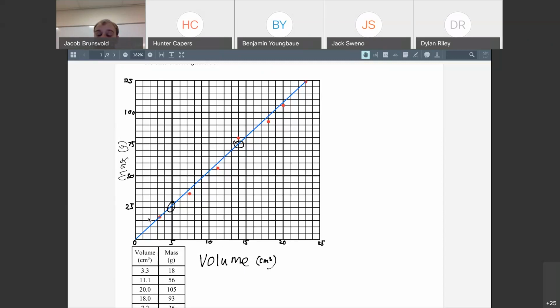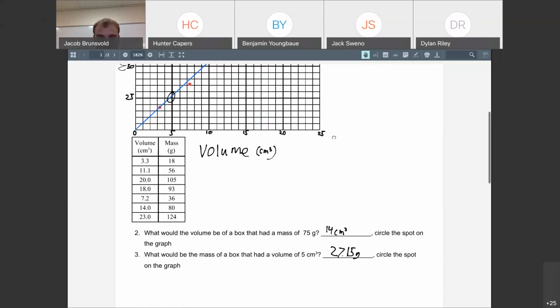Good. And so some of you are including units with your graph title. You can do that. You don't have to. The most important place to include the units is in the axes titles. Okay, good.